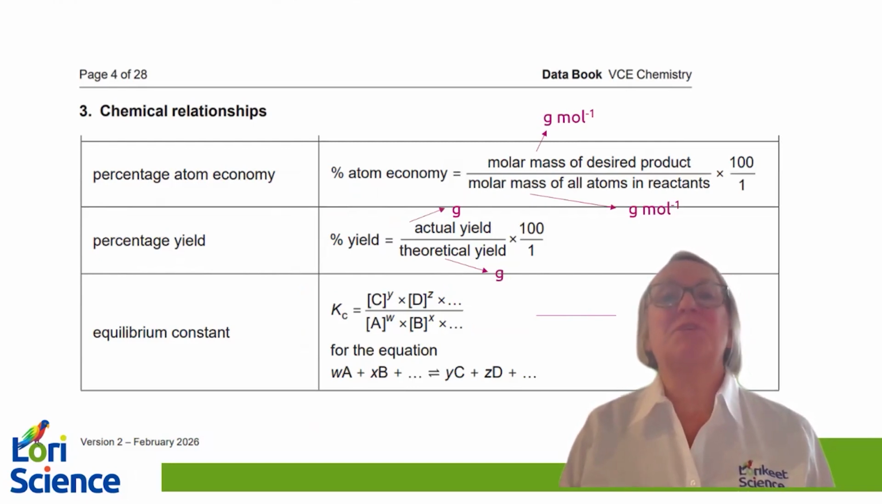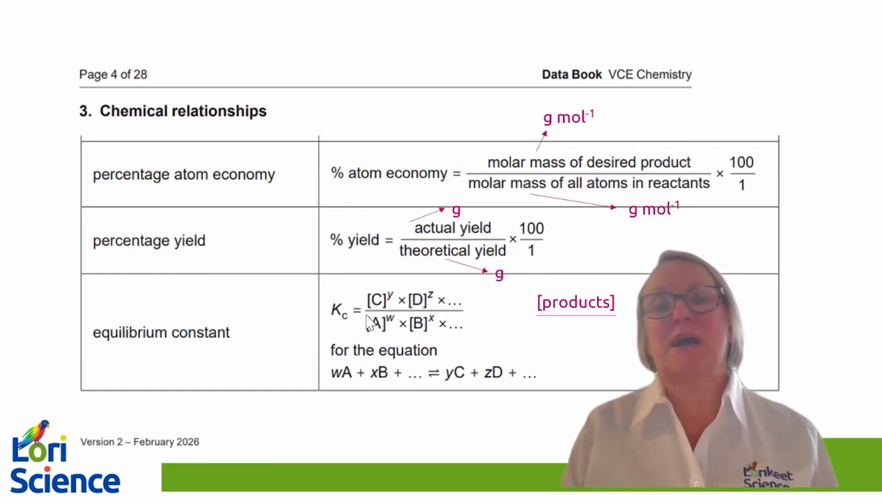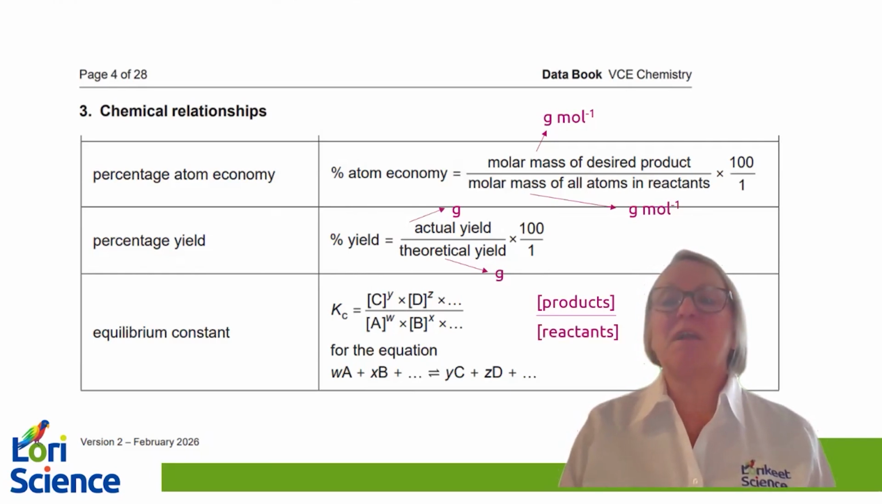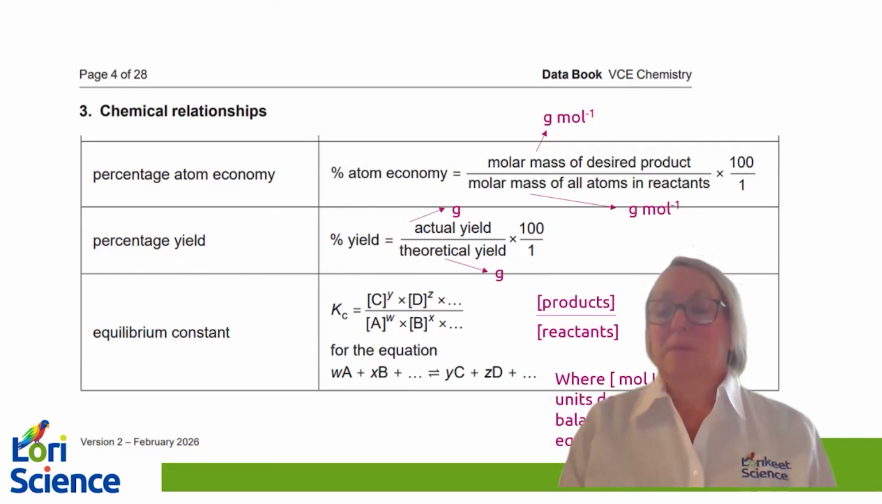Sometimes it doesn't have units at all. It just all depends on the stoichiometry of the reaction equation. But the general form of the expression, which is shown in the data book here, is the concentration of the products divided by the concentration of the reactants, where the square brackets means moles per litre or molarity. Now, whether you have units just all depends on the balanced equation.